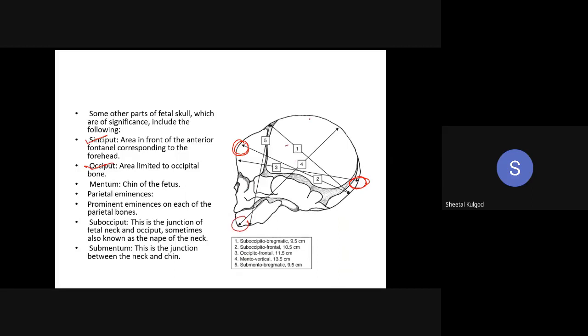On either side of the parietal bone you can see the parietal eminences, and the subocciput is a region just below the occiput. This is the junction of the fetal neck and the occiput, sometimes also known as the nape of the neck. This is called the suboccipital area. The submentum is the junction of the neck and the chin of the fetus. So you have to remember the sinciput, occiput, parietal eminences, mentum, subocciput, and the submental region. These are the important regions you have to remember.